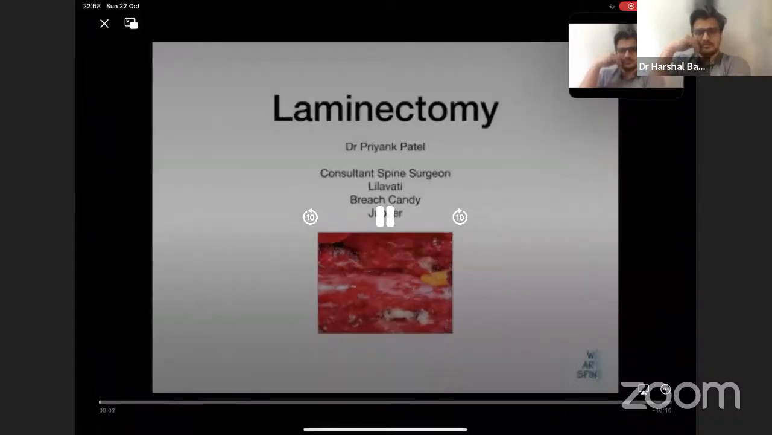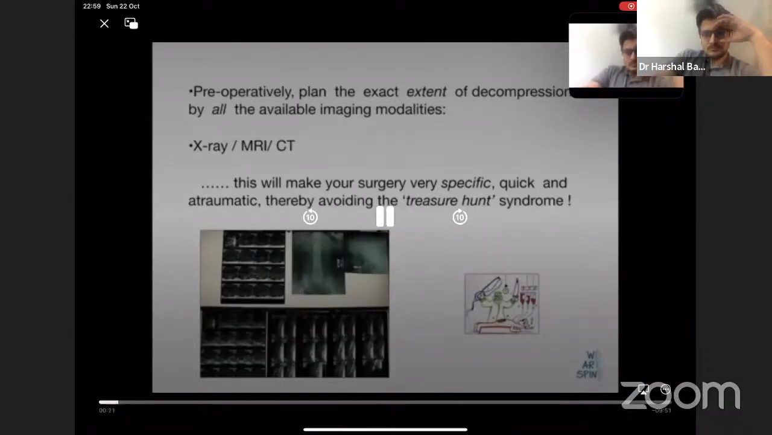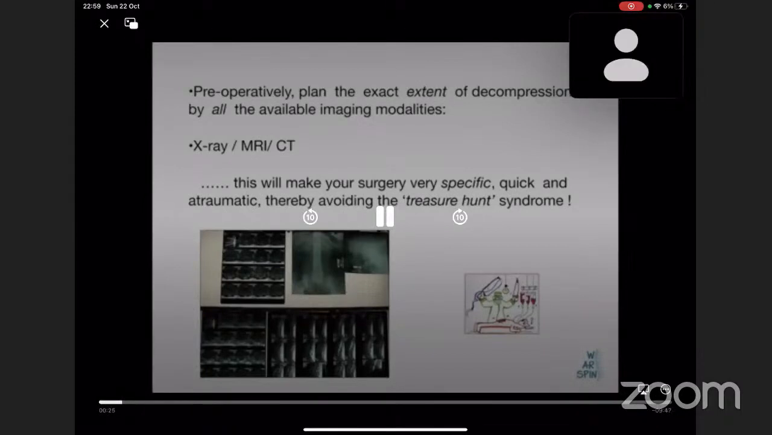Good morning, everyone. I'm Dr. Priyank Patel, and I'll be speaking to you on laminectomy. Laminectomy is a procedure which every spine surgeon should master. In fact, it's the first surgery which every surgeon is taught during their fellowship. So let's get to it. Preoperatively, make sure that you use all the imaging modalities that you have at hand to plan the exact extent of decompression. This will make your surgery very specific, quick, and atraumatic, thereby avoiding the treasure hunt syndrome.